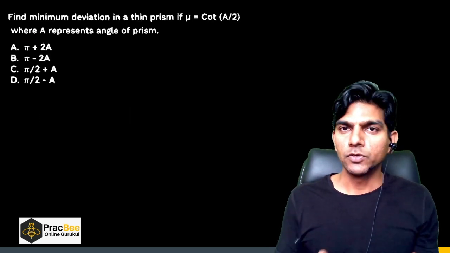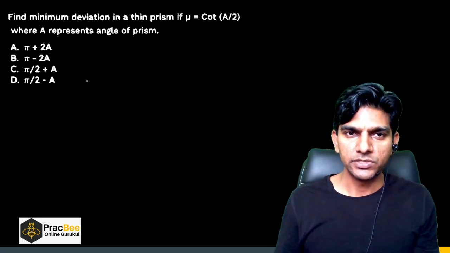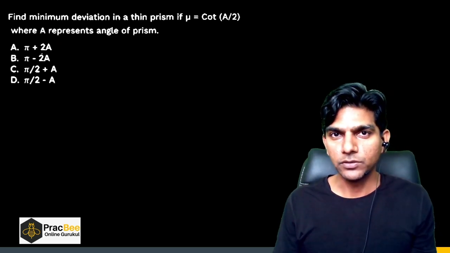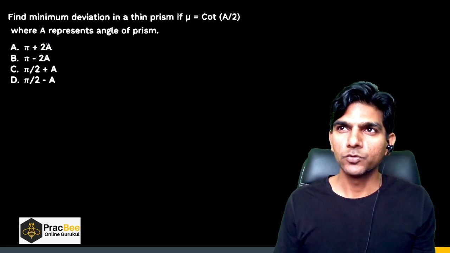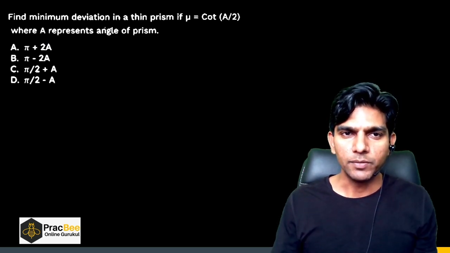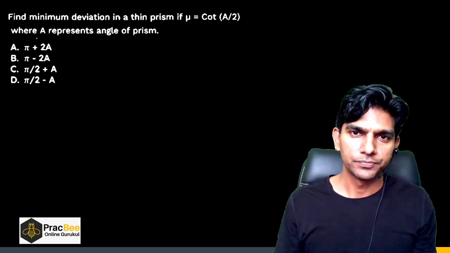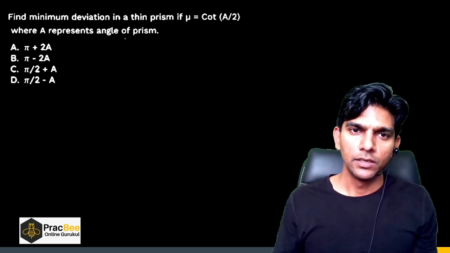Now the next question is from ray optics, and it is from prism section. Again, it is a repeated question. I think it was also in the 28th shift. Find minimum deviation in the thin prism if mu is cot A by 2, where A represents angle of prism.